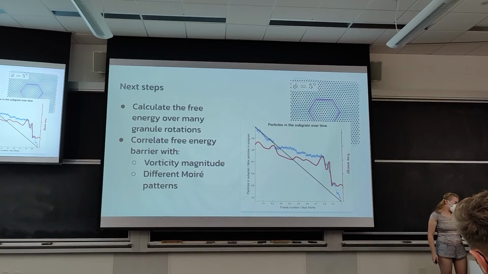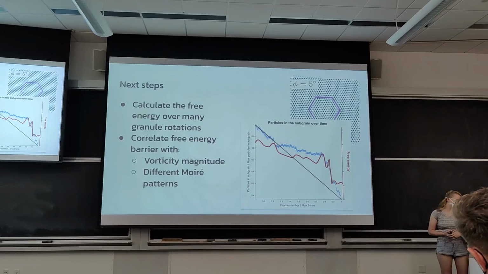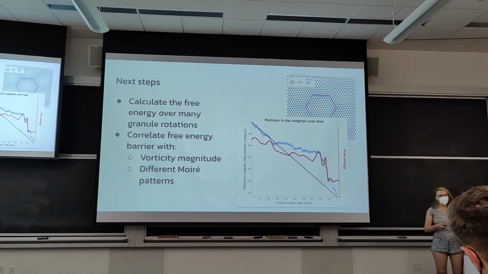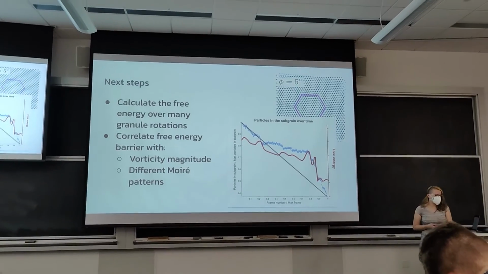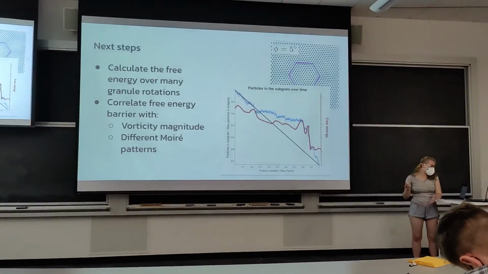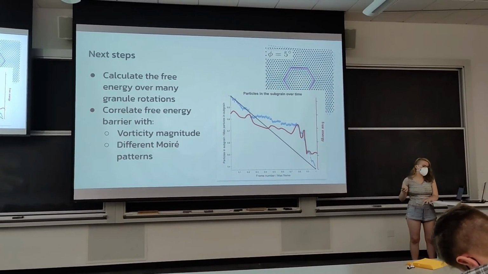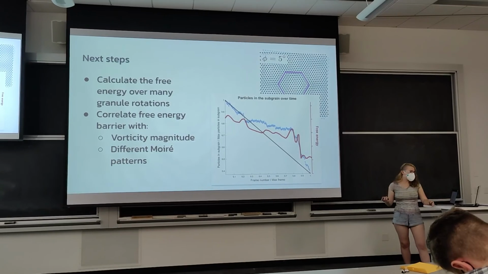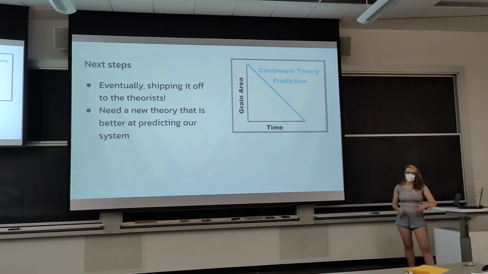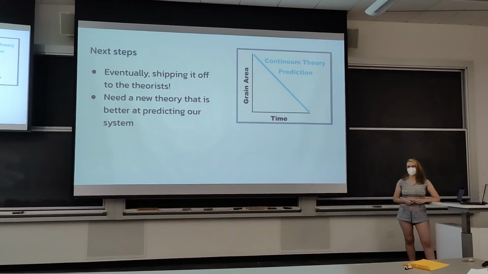So the next steps for our research, we know the size and shape of granules based on Moiré patterns, but we haven't really fully solved the free energy problem yet. Rather, we predict we have a good foundation, but we need to actually apply it to the whole diversity of cases where granule rotation occurs, look at the kinds of energy barriers. And then we need to codify our results to ship it off to the theorists so that they can develop a better theory of grain boundary motion for our system.